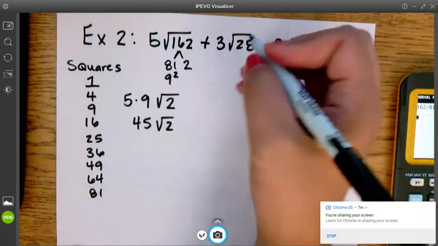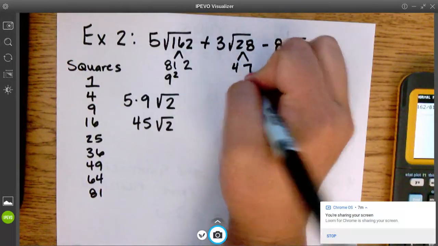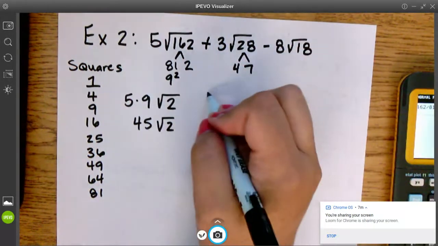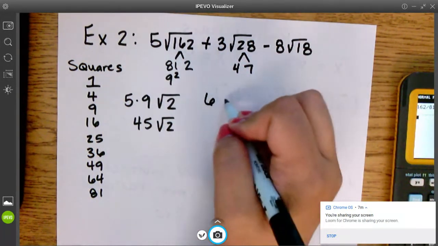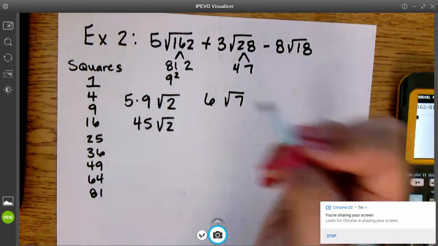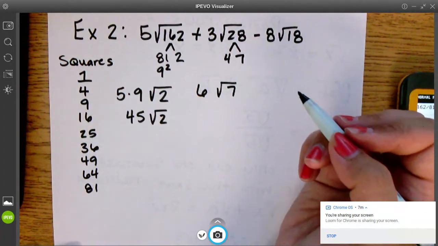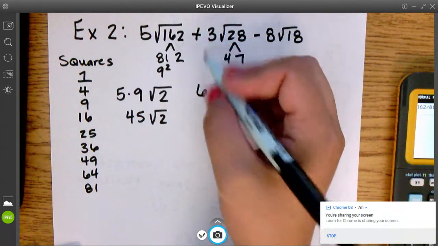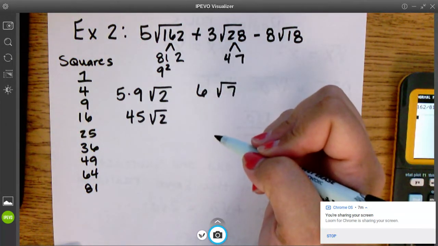28, I know that's divisible by 4. That's 4 and 7. And the square root of 4 is 2. So 3 times 2 is 6. If I went too fast, I'm sorry. That one's an easy one. Square root of 4 is 2. 2 times 3 is 6. So 7's left over on the inside.